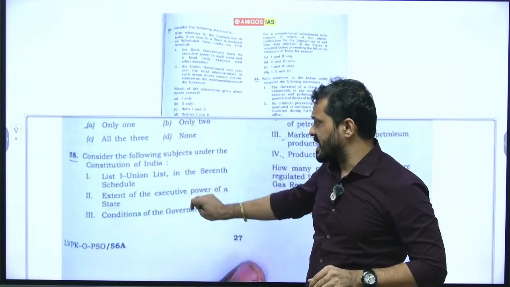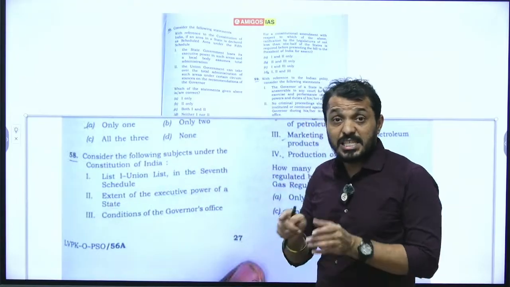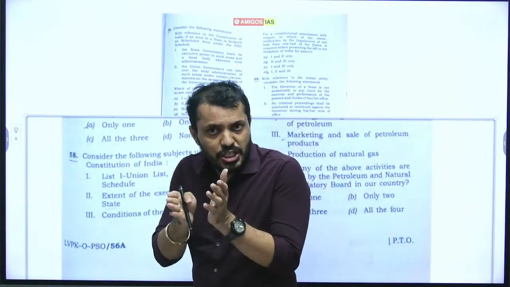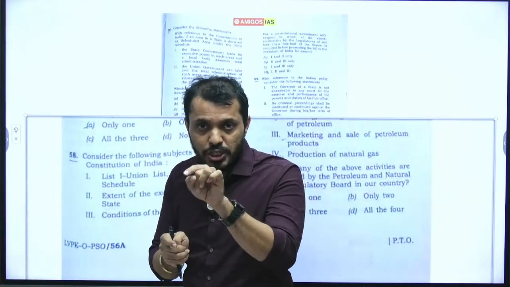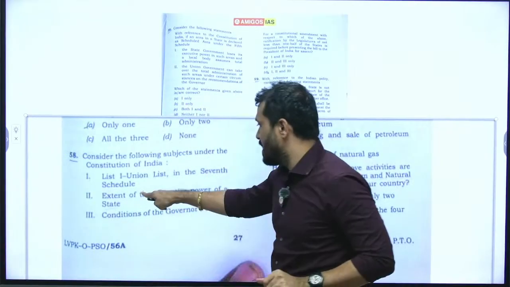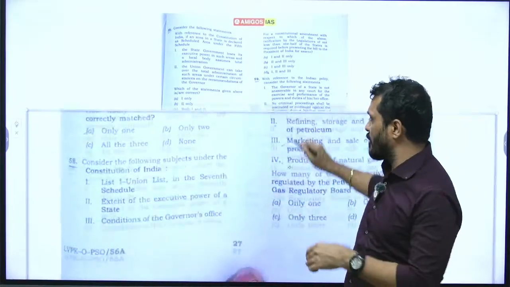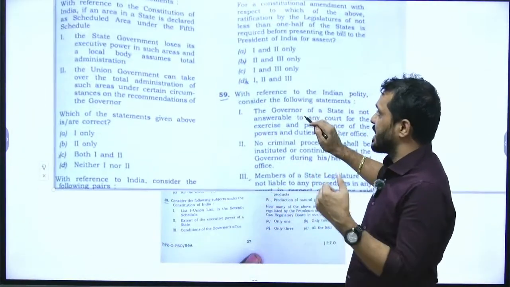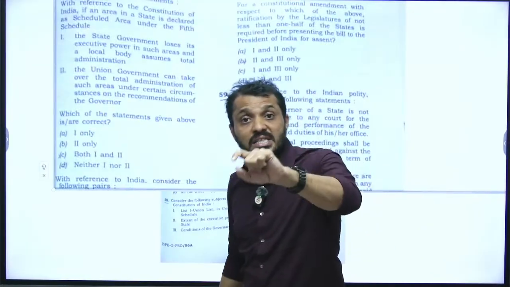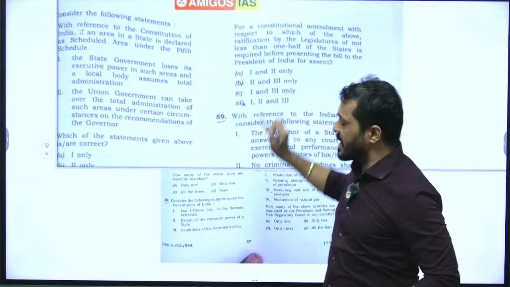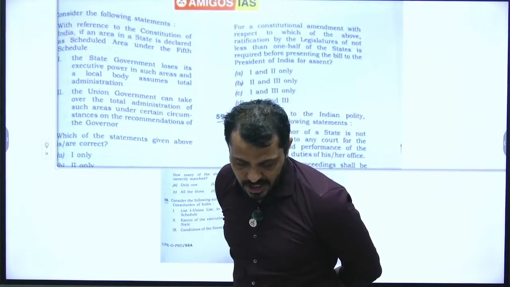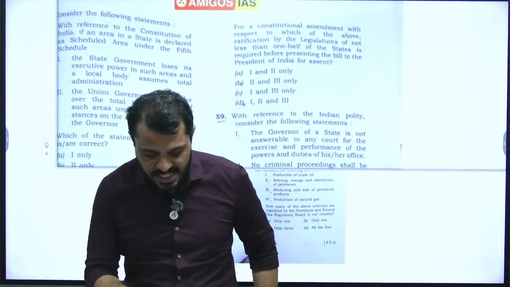If you look at the first and second one, Union List, which is present in the 7th Schedule, the 7th Schedule is all about the federal matters. In class notes itself, I told you, the 7th Schedule deals with the federal matters and the extent of the executive power of the state. Of course, when you are changing the state executive powers, obviously you have to take states into confidence. That is the reason for 1 and 2. Okay, answer is A. 1 and 2 are right. So 58th question, answer is A.